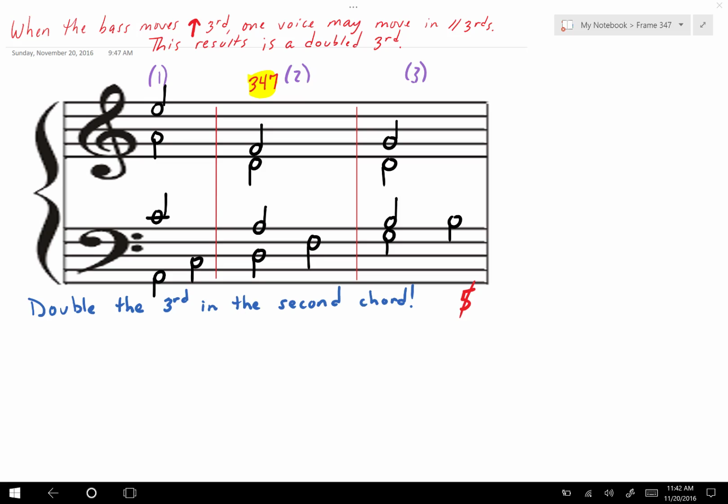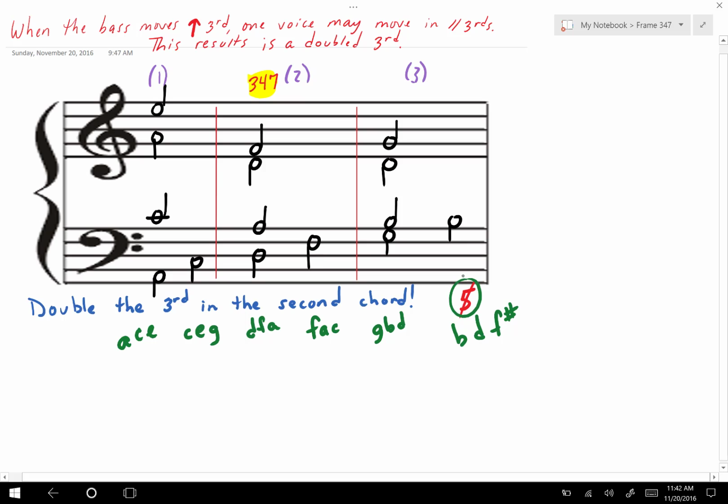First, let's write in our triads. We'll need ACE, CEG, DFA, FAC, GBD, and B, D, F sharp because of the slash through the 5. Okay. So now, let's go back to the first example.